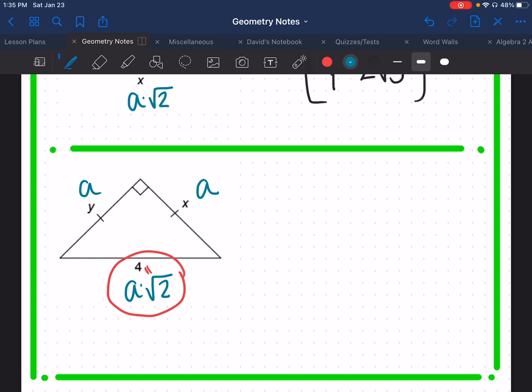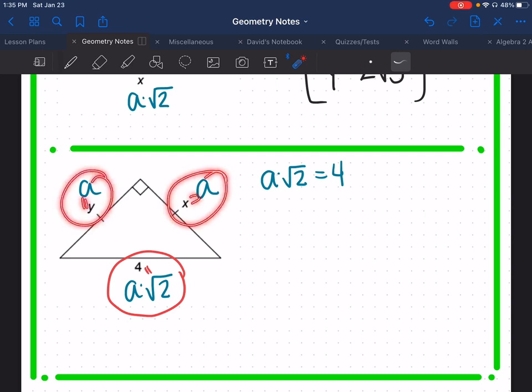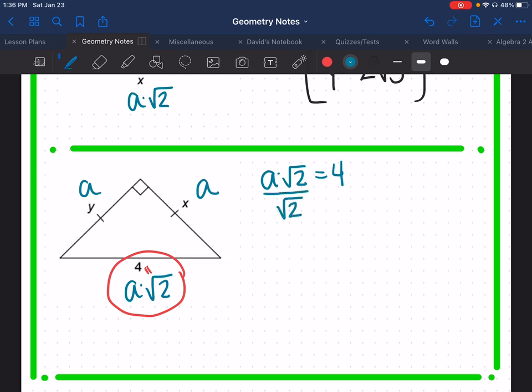We're going to have to do some work. This says A times the square root of 2 is equal to 4. That is what this equation says. Let's solve because I want to know what A is. Once I know what A is, I know what X is and I know what Y is. Here we go. Just like in the previous example, we're going to go ahead and divide by the square root of 2. But notice what happens on this side. This time it's not canceling out.